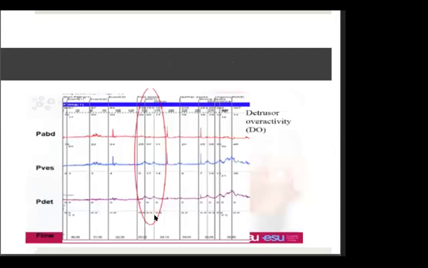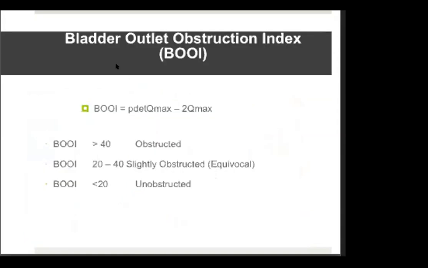So this is an example of bladder overactivity, itong mga spikes na to. We also have what we call the bladder outlet obstruction index. It is equal to PDET at Qmax minus 2 Qmax. If it is above 40, it means obstructed. The equivocal is 20 to 40, and if it's below 20, unobstructed.